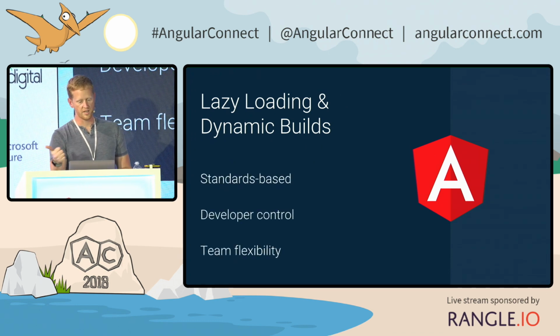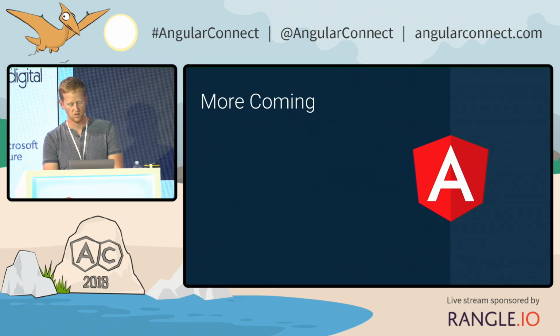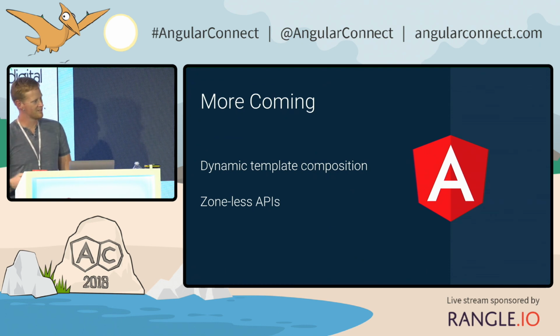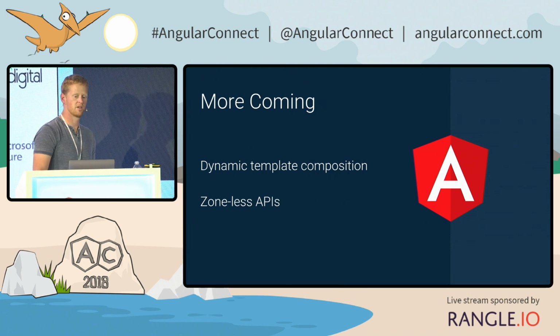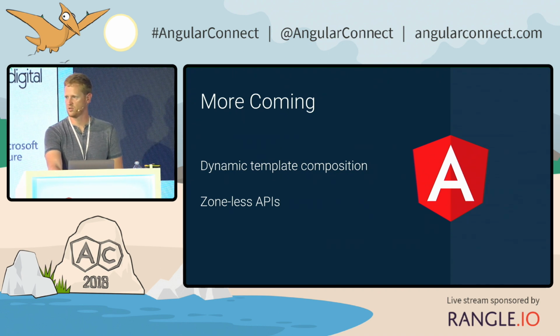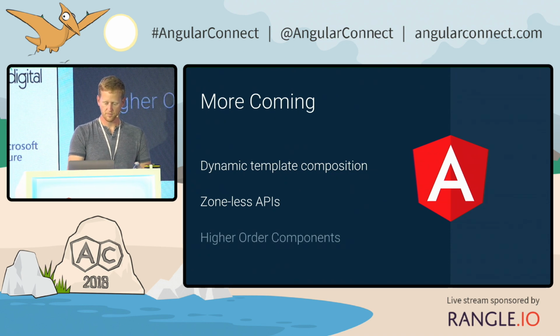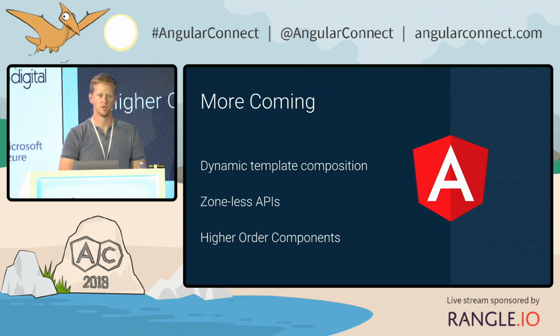Again, real quick, it's standard based. We give the developer control. We give the teams flexibility of how they want to build. I think, Alex, you talked about some of this already. There's new stuff that will be coming with Ivy eventually. Things like dynamic template composition. You want to generate forms on the fly, things like that. Zoneless APIs will make the zoneless experience much better. And I think, as Alex said, higher order components. This is an area that we definitely want to focus on.